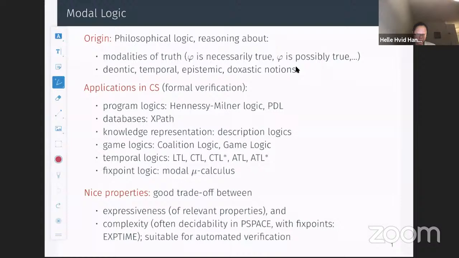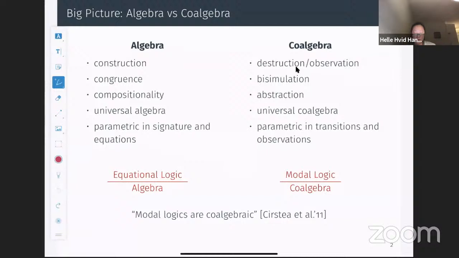Okay, so basically today I want to continue this story about coalgebra, and I want to again place it in the context of algebra. You all know, of course, equational logic, and equational logic is really the logic of algebraic reasoning. It's where you have a rule like the congruence rule. You reason from the parts, you can compose them, and then you can make a statement about the composed object that you get.